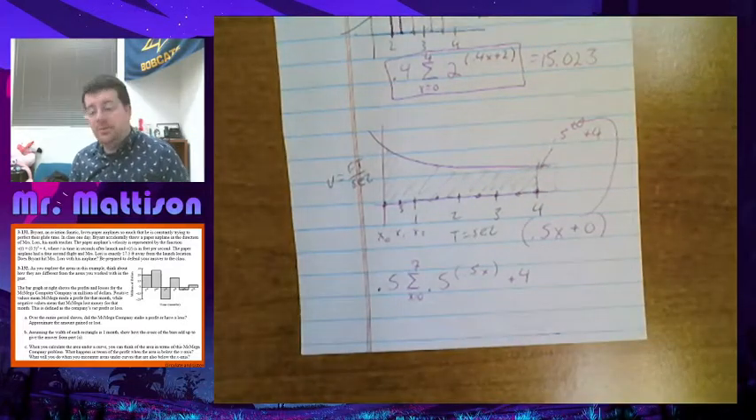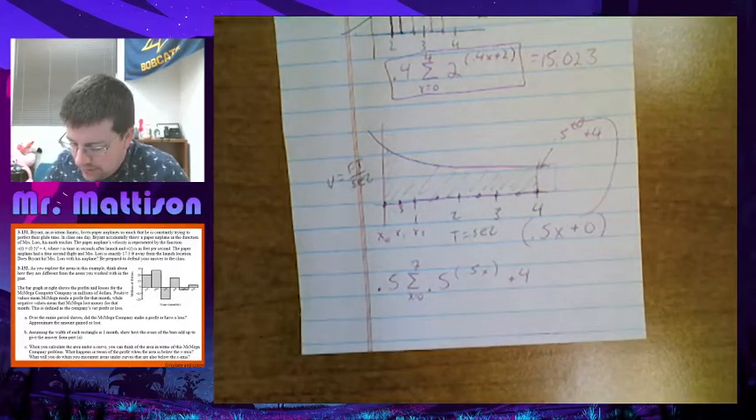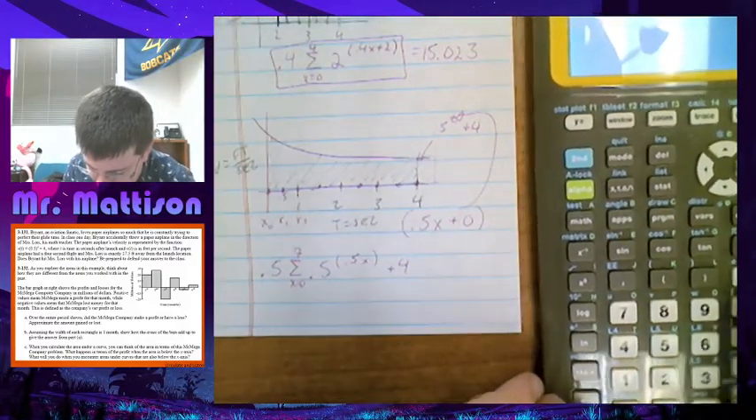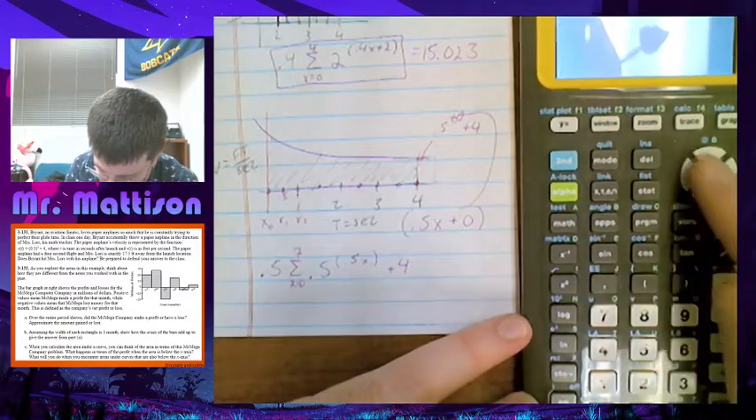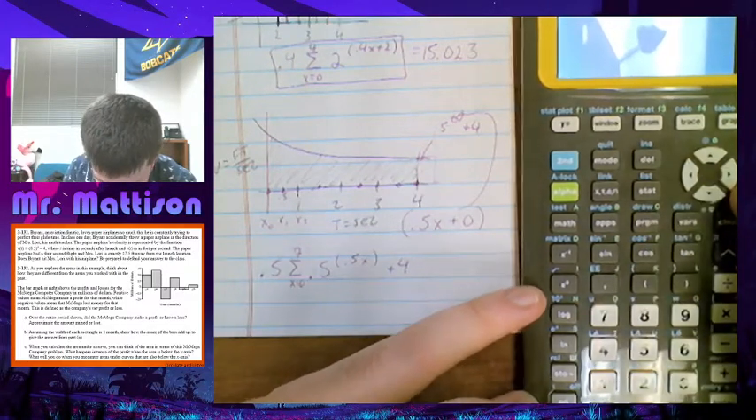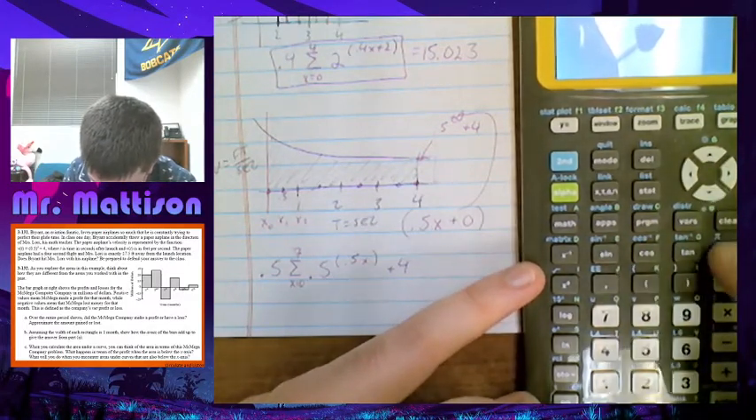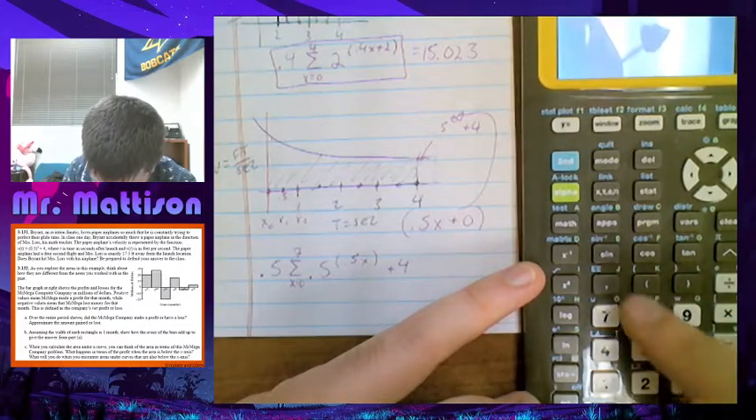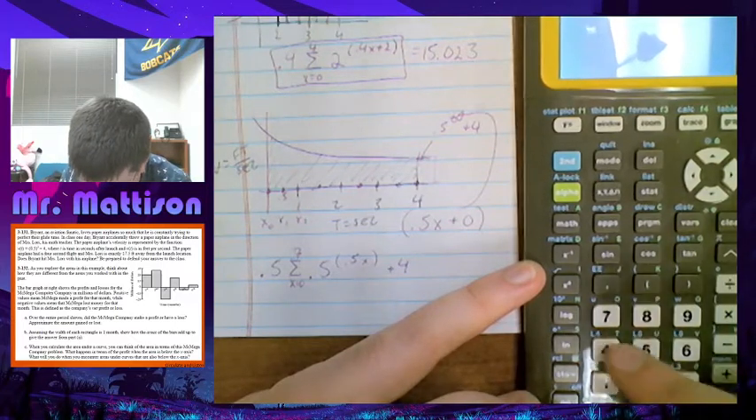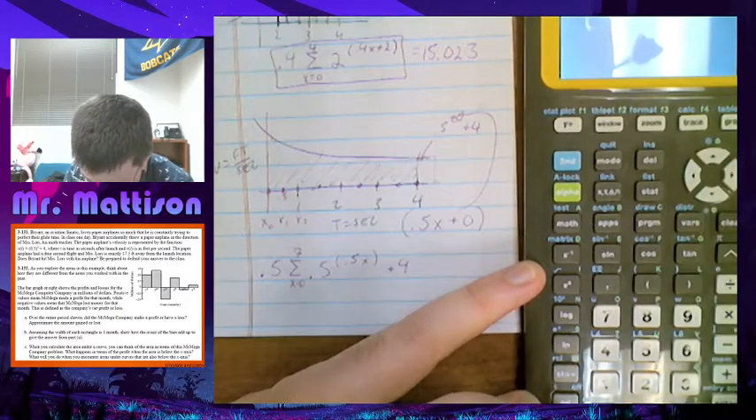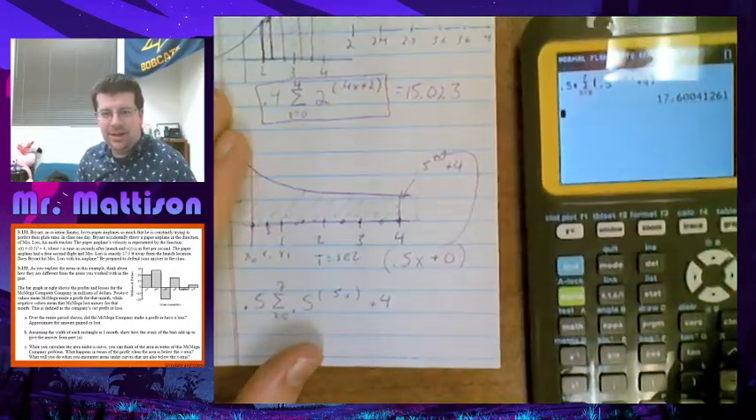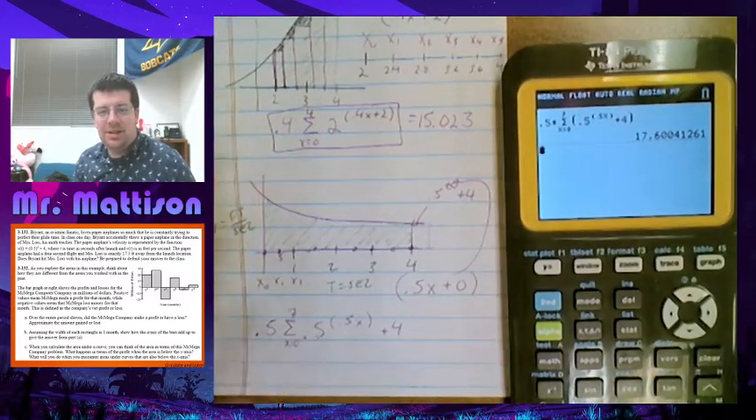Let's see what we get. All right, so if I go back here, I want 0.5 times my summation, which I get with math, 0. I want values of x from 0 to 7, and my function is 0.5 raised to the 0.5x plus 4. And I get 17.6. Oh, you didn't see any of that, sorry. Okay, so I get 17.6.